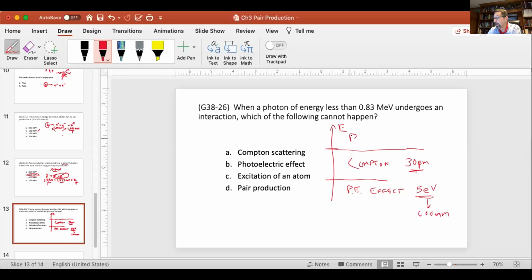And then we said pair production, PP as opposed to PE, that you needed greater than 1.02 MeV in order to see pair production. So at this energy, Compton's possible, photoelectric effect is. We'll talk next week when we talk about the Bohr model. We can excite an atom. That means we can take an electron in the atom and take it to a higher energy level. We'll talk about what energy levels and electrons are next week, but you can't do pair production. So D is the right answer.